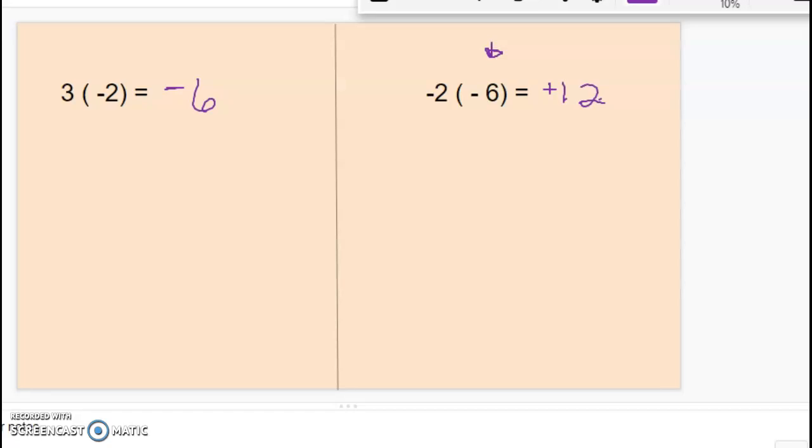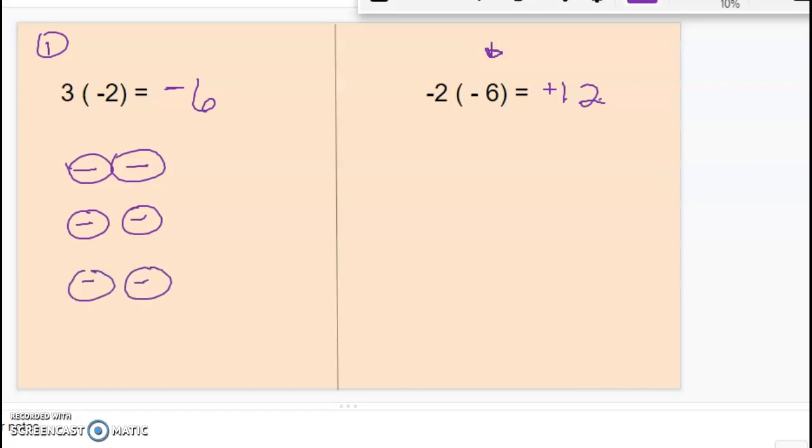So if we were to use the chips for the first one, we have 3 groups of -2. So let's see. There's our -2. Now we have 3 groups of that. There's 1 group, 2 groups, 3 groups. So all together, we have 1, 2, 3, 4, 5, 6. We have 6 negatives. Okay, I should have written this probably. We have 3 groups of -2. It helps us see it.